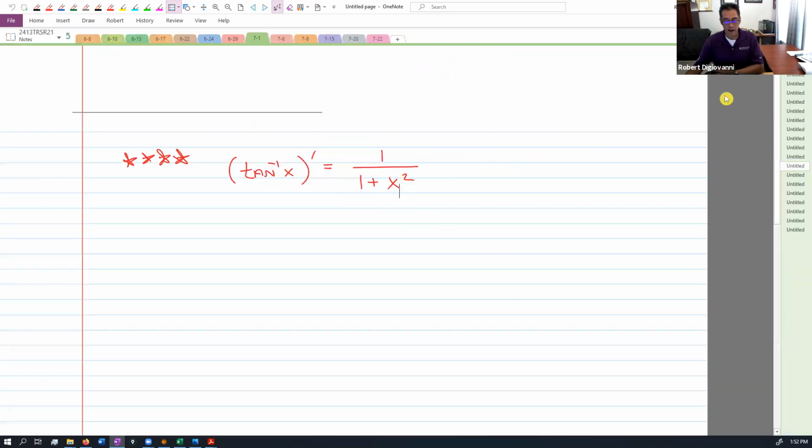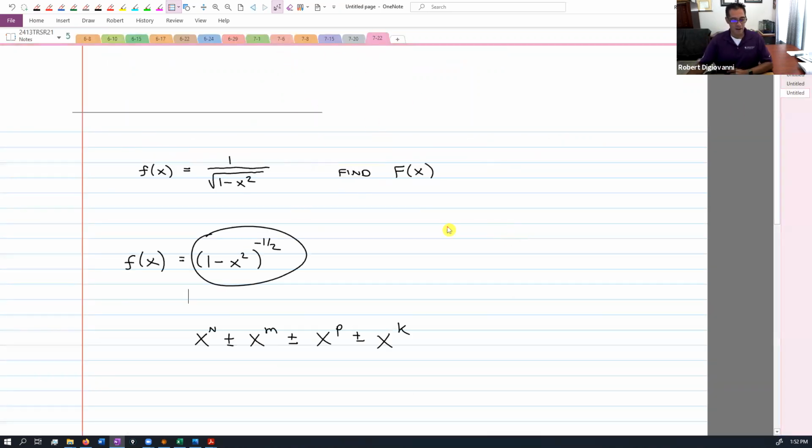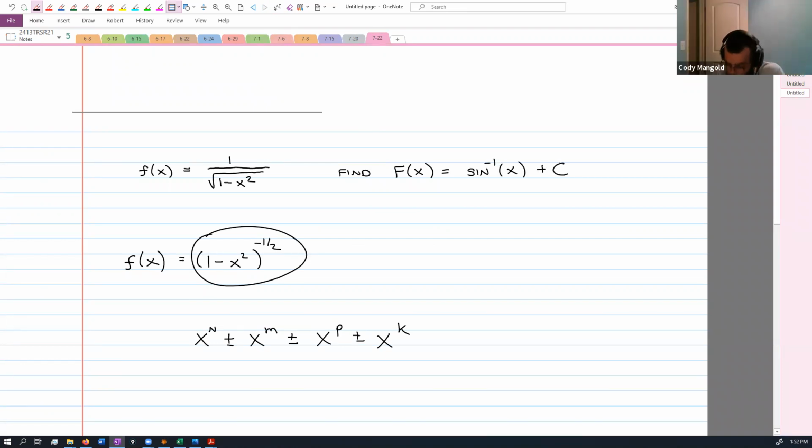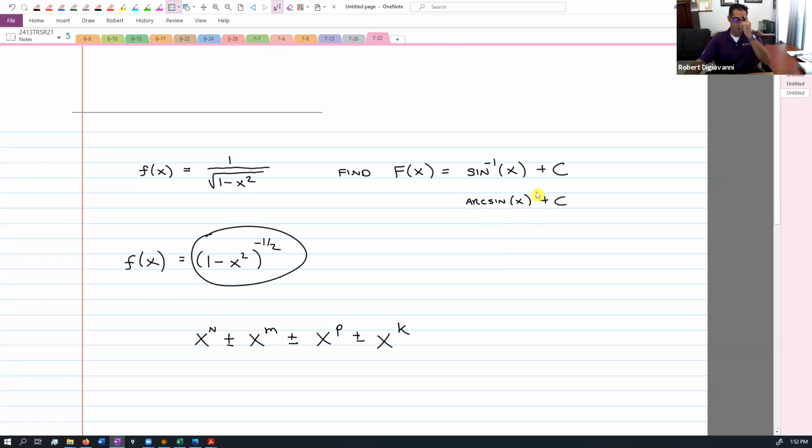So going back to what I asked you just a minute ago, if I give you this and I ask you to find the general antiderivative, it would be inverse sine of x plus C. You could also write arc sine of x plus C. These mean the same thing, arc sine and inverse sine. All right, now I think I'm ready to move on.